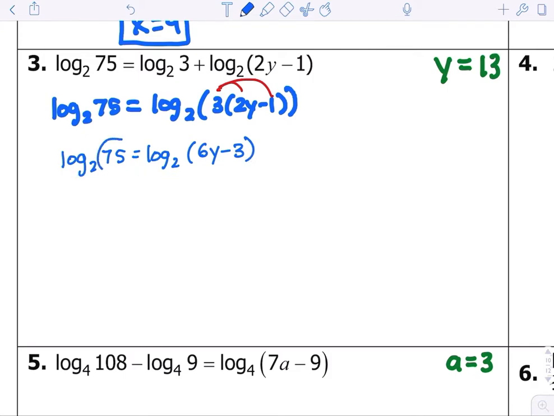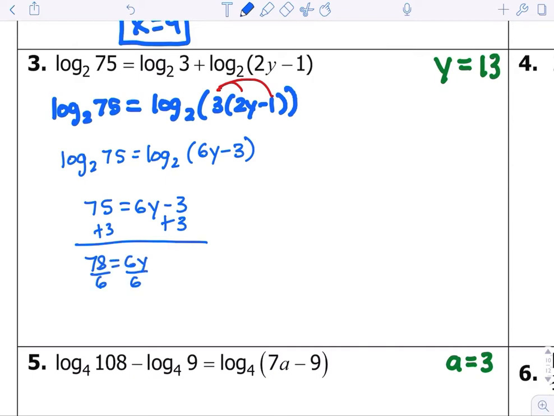Good. So then all you guys have to do is equate this one with that one. So 75 is going to equal 6y minus 3. Let's add 3 to both sides. 78 is equal to 6y. Divide both sides by 6. 13 is equal to y. And remember, if you guys plug it back in, we are going to be getting a positive in there, which looks good. So our answer is going to be 13 is equal to y, or y is equal to 13.